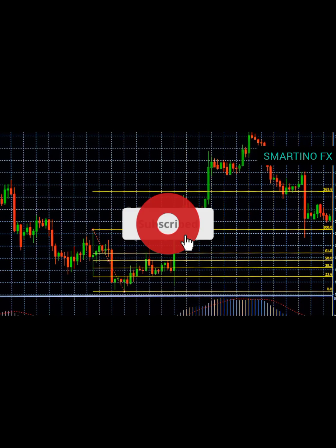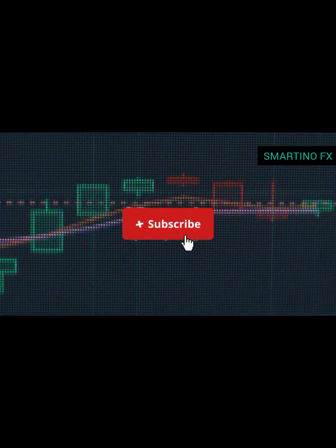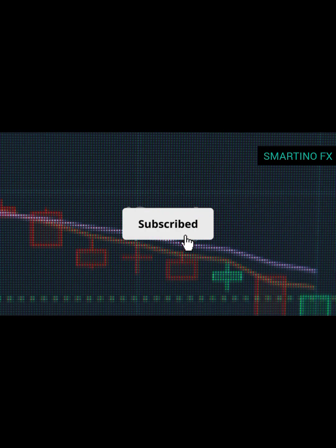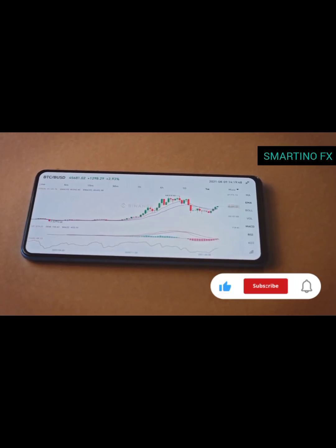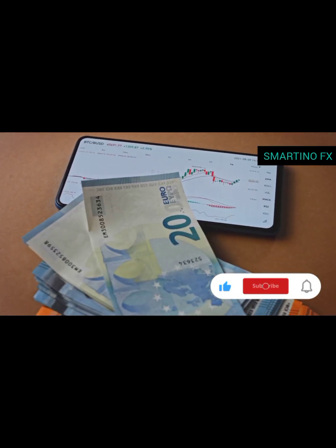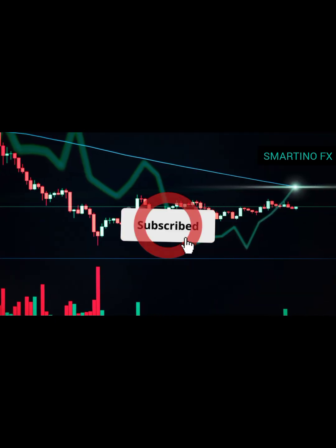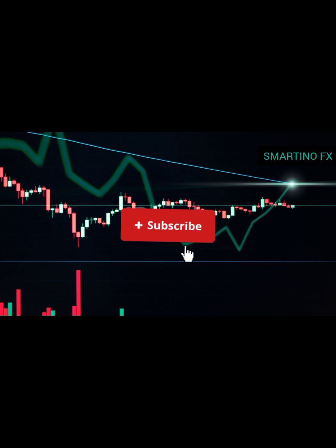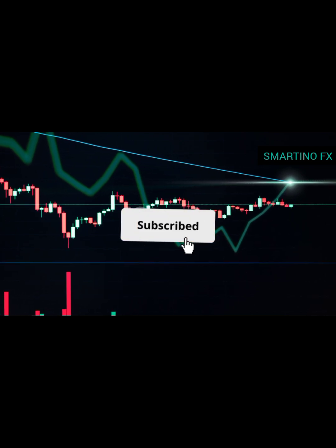To read charts like a pro, you need to use a few tools. Support levels, areas where price tends to bounce up. Resistance levels, areas where price tends to fall back down. Moving averages, like the 50 or 200 EMA, show the overall trend direction. When price breaks above resistance or below support, it often signals a potential new move. This is what experienced traders look for.